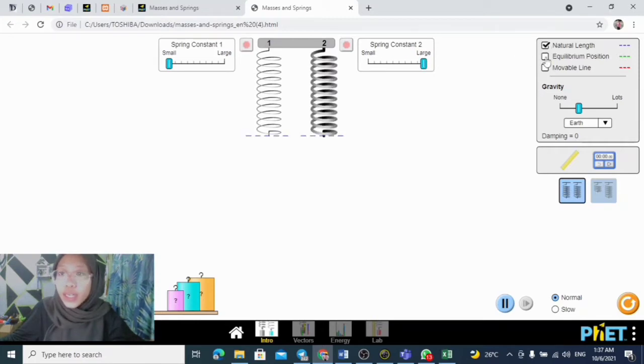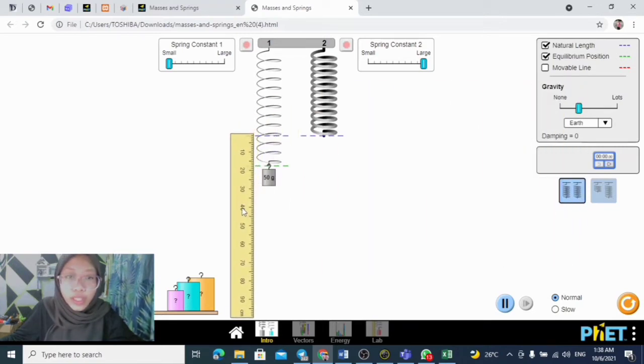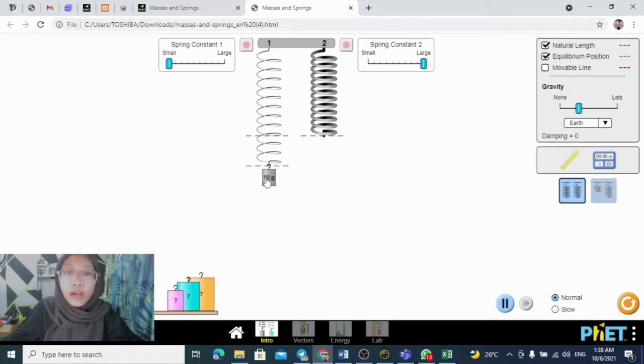Tick natural length and equilibrium position. Take any force and hang it on spring constant 1 and drag the ruler to measure the elongation, and repeat for another force. After that, repeat for spring constant 2.